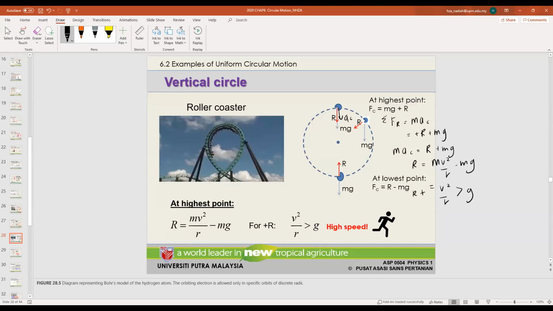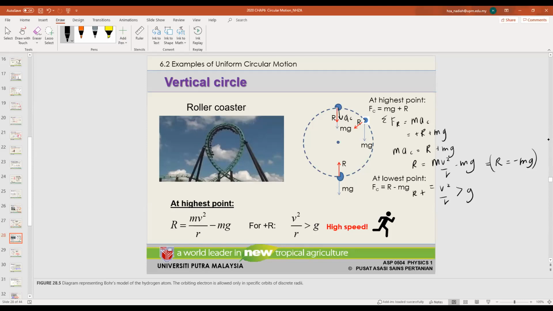Okay, if my v is 0, let's say at the highest point my v is 0. Tak tahulah kenapa roller coaster tu tiba-tiba stop. So v equals to 0. What happens? R equals to minus mg. When we have a negative R, we die. Okay? We are no longer on the seat. So tak boleh lah. Roller coaster tu kena tutup sebab dah matikan orang. Okay? So for this, at the highest point, your V squared over R needs to be greater than G.